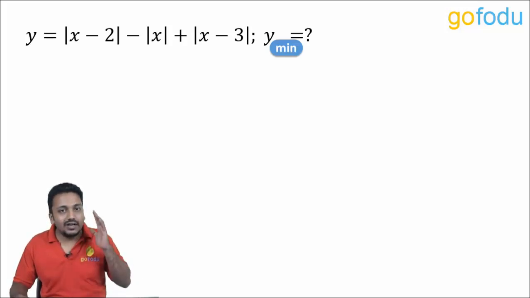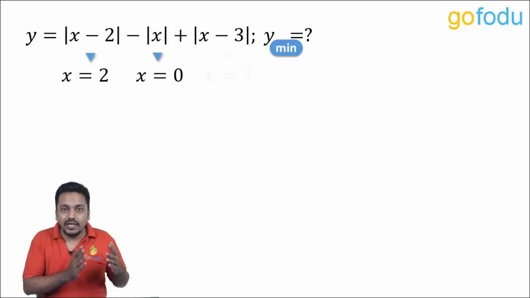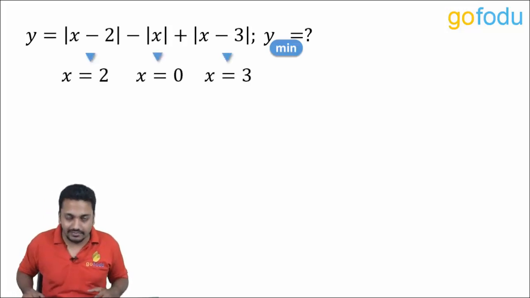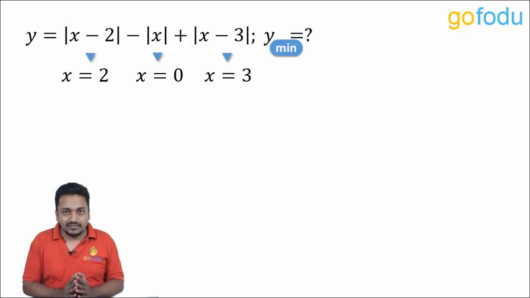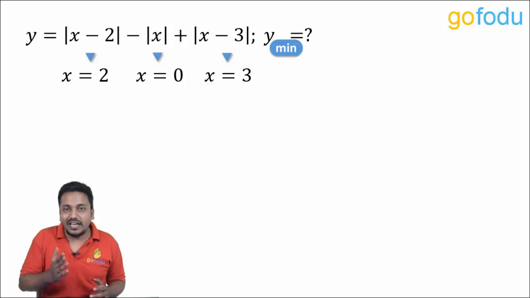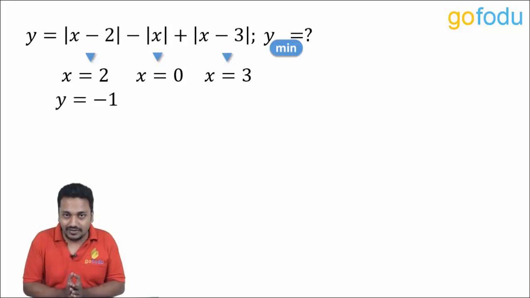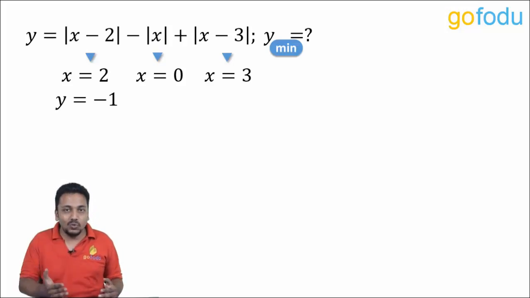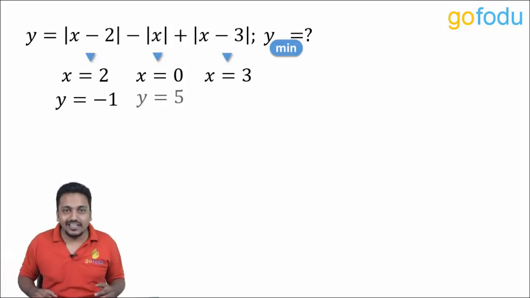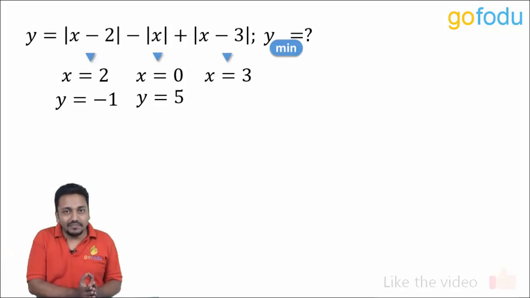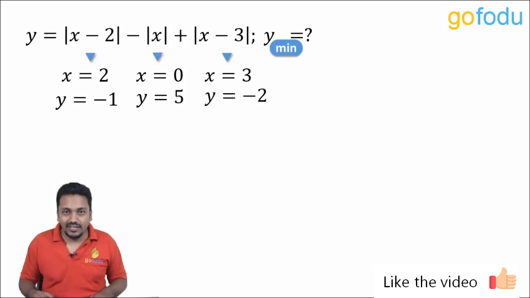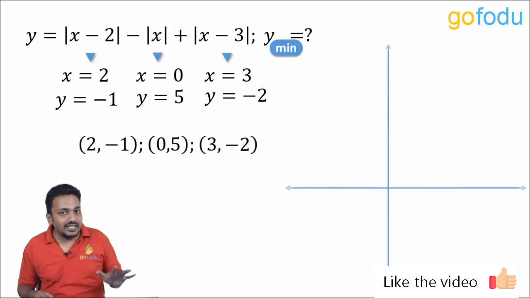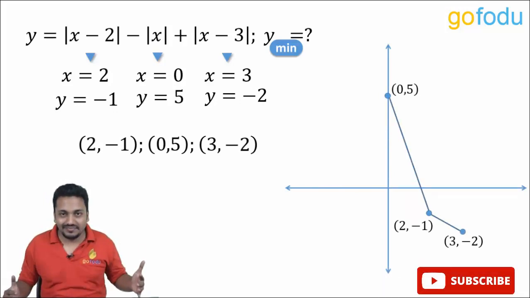First, find the critical points: x = 2, x = 0 and x = 3. Now at these critical points, find the value of the whole function. At x = 2, the expression becomes 0 - 2 + 1, that is -1. At x = 0, y becomes 2 - 0 + 3, that is 5. At x = 3, the expression becomes 1 - 3 + 0, that is -2. Now next, plot these points on the graph and connect them from left to right. As simple as that.